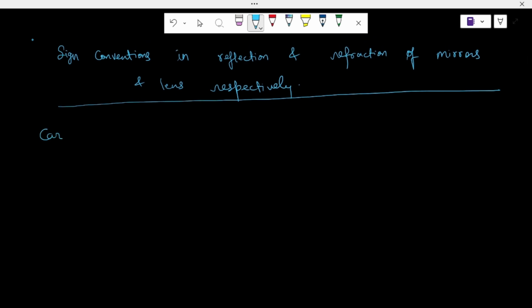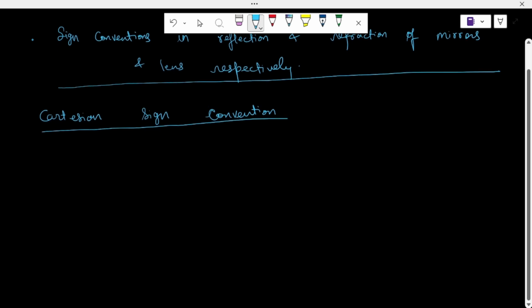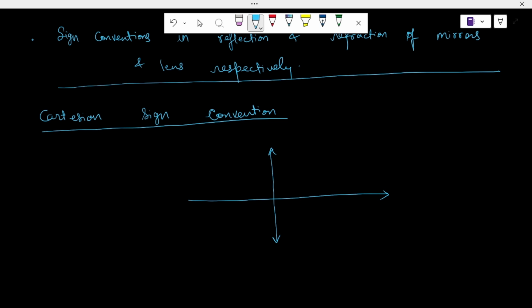So one thing is Cartesian sign convention. It follows the same rule as in two-dimensional coordinate geometry, which contains this Cartesian plane having xy axis with origin. As we know, all the distances are measured from origin.